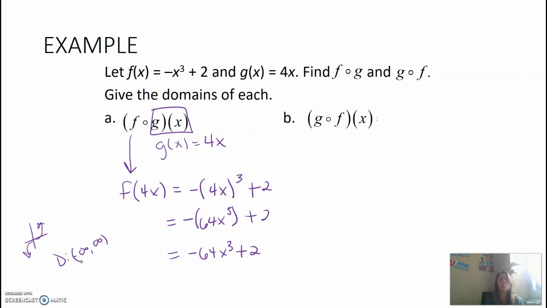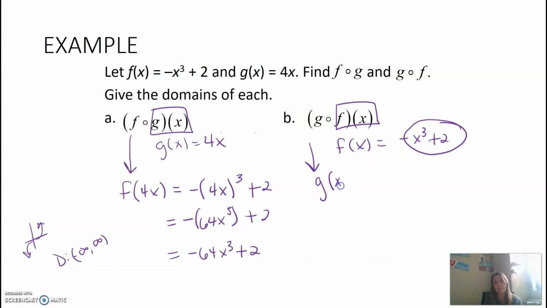Okay? We're going to do the same thing over here. Hopefully you did hit pause, and hopefully you are doing this on your own. We have to find f of x. My f of x is equal to -x cubed plus 2. I'm going to take all of that and plug it into g. Oops, forgot the negative. Everywhere I see an x in g, I replace it with my new input. So I have 4 times negative x cubed plus 2.